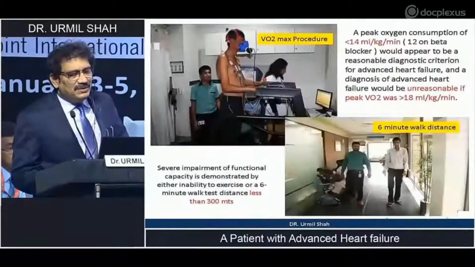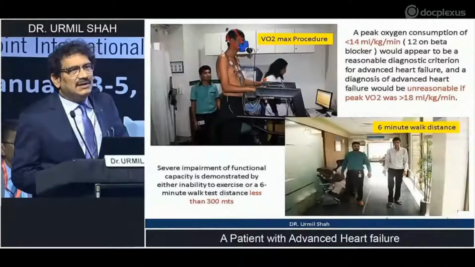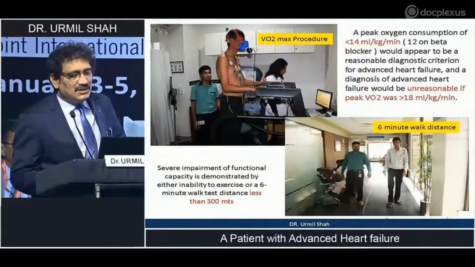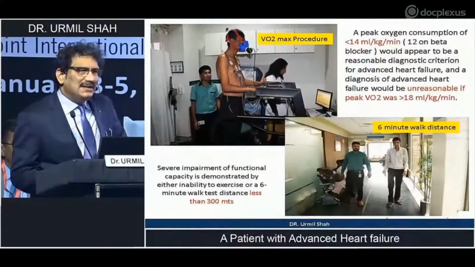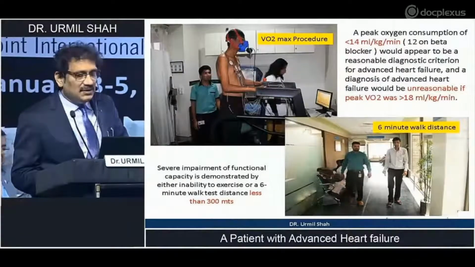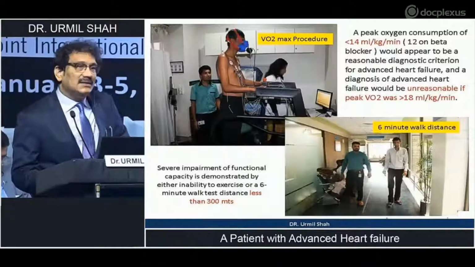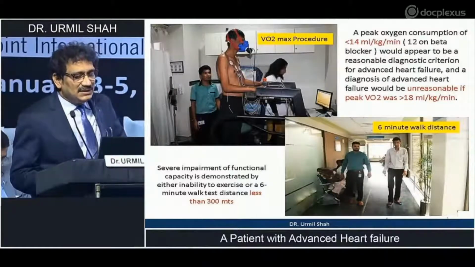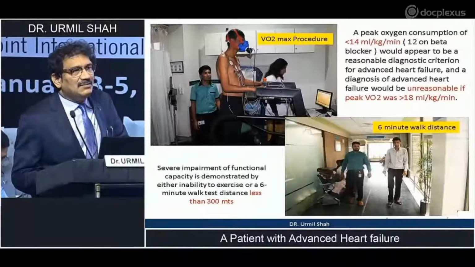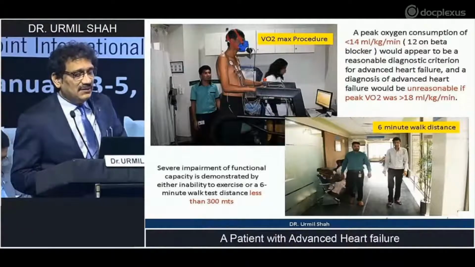If the VO2 max is less than 14, then it definitely defines that the patient has advanced heart failure. If it is more than 18, it is basically a cardiorespiratory test, and it gives objective evidence of exercise intolerance. Another important thing is the 6-minute walk distance. If it is less than 300 meters, the patient definitely has advanced heart failure.